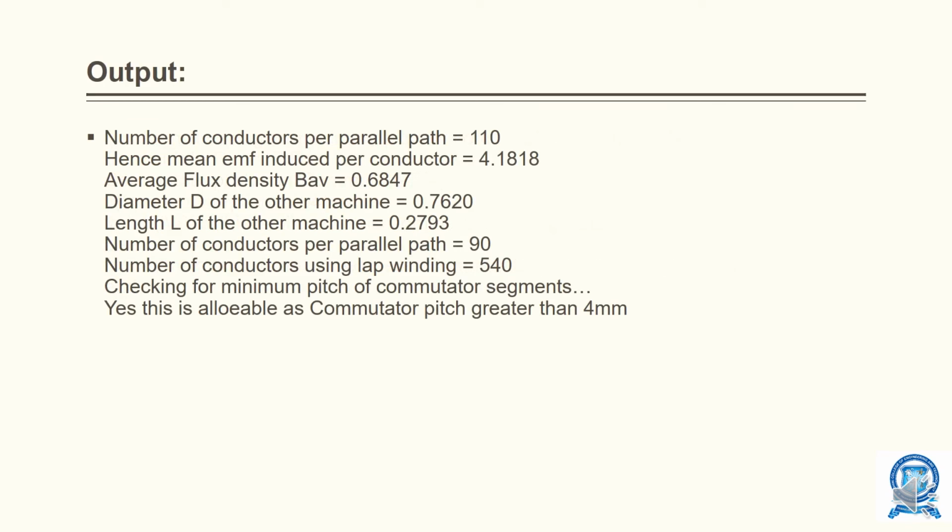See the number of parallel paths, which is 110, hence the mean EMF of the conductor is 4.18, then the average flux density B average, then the new D and L calculated, then the Z path and the number of conductors, then again the commutator segments, and the commutator segments are within the limit. So these things have been checked. The same problem as we manually calculate, we have done in MATLAB. Thank you.